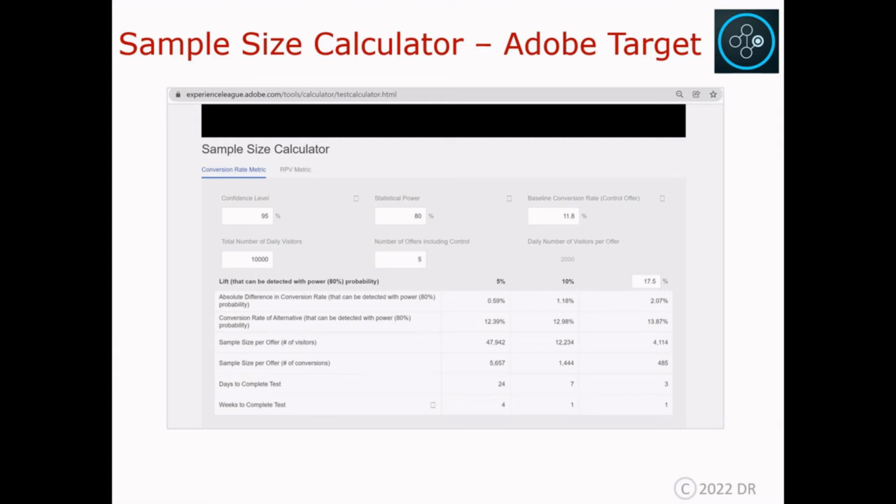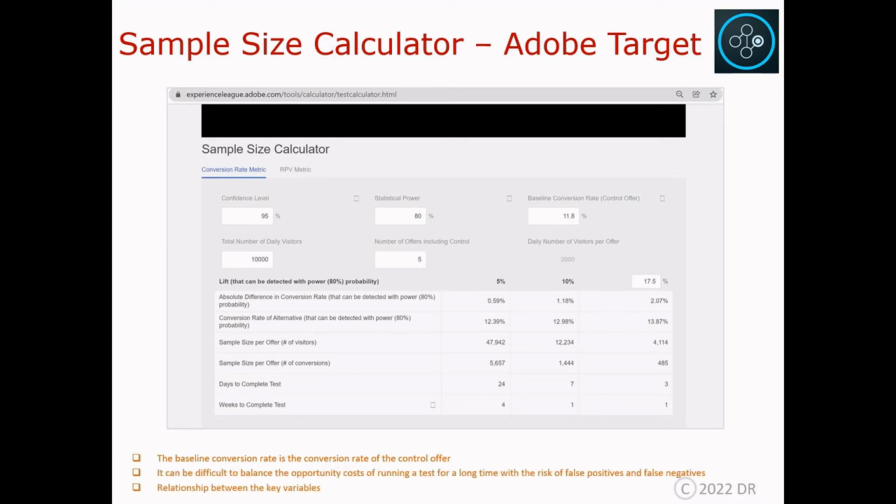Then there is number of offers or variations, including control that you have in experiment. Then as you can see, the calculator is predicting the results based on these numbers, right? All these metrics are there, right? Now it's very important to understand that there is an opportunity cost of running a test for a long time with the risk of false positives and false negatives, right? This is very important. That is why you have all this calculation being done here.